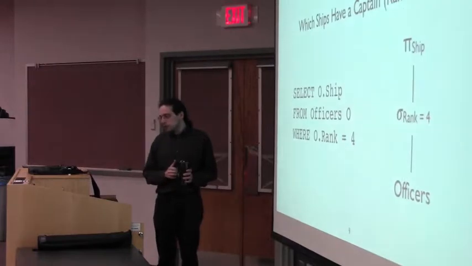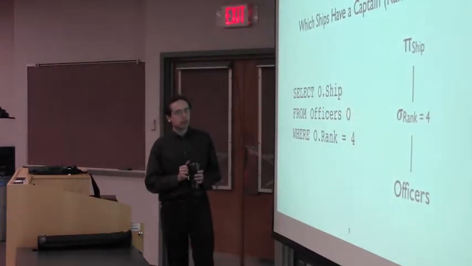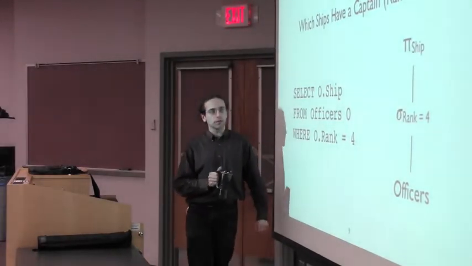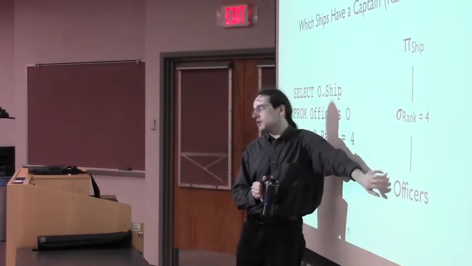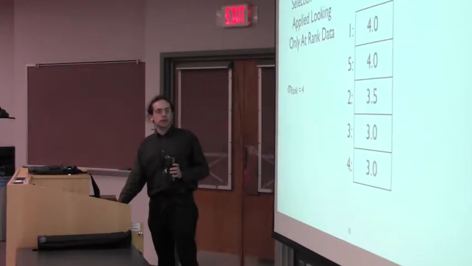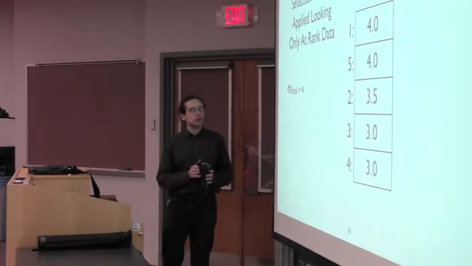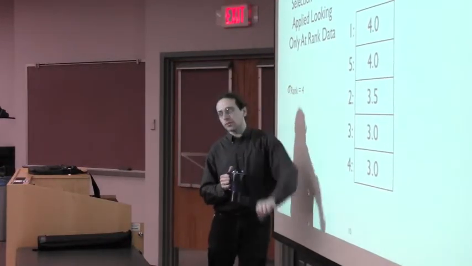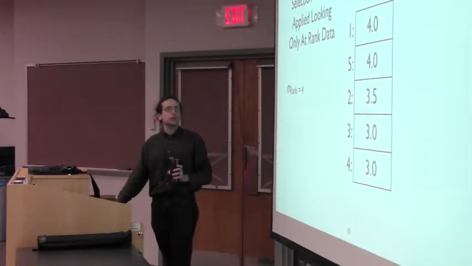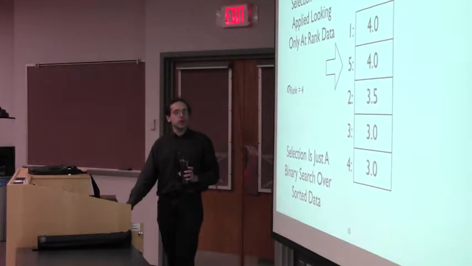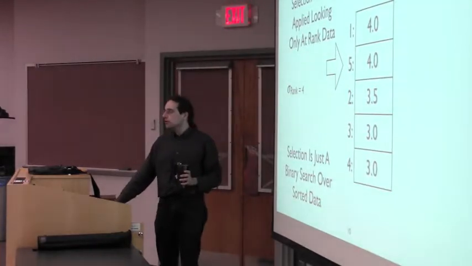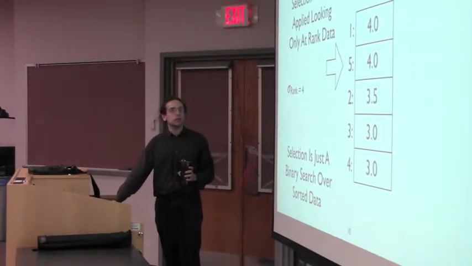So for example, if we want to query a column store, let's say I want to find all of the ships for officers who have rank 4. This more or less boils down to this query plan. In order to evaluate that selection predicate, I don't need to see the entire table. I don't care about the first name, last name, or even the ship. All I really care about is the rank. And because the data is sorted, I can do a quick binary search to find all of the tuples that satisfy the predicate. In this case, I'm looking for all tuples where the rank is 4. I can find that very quickly.